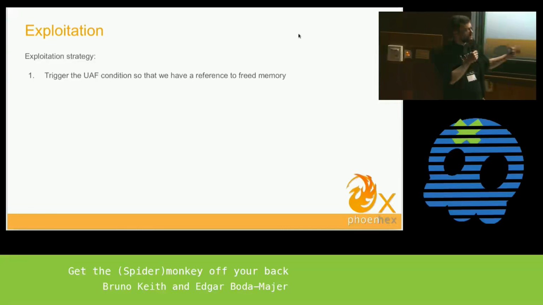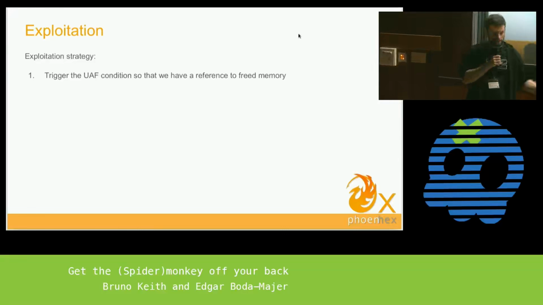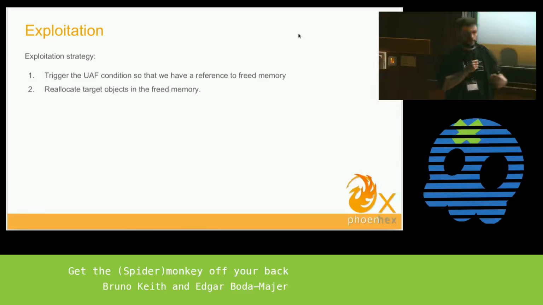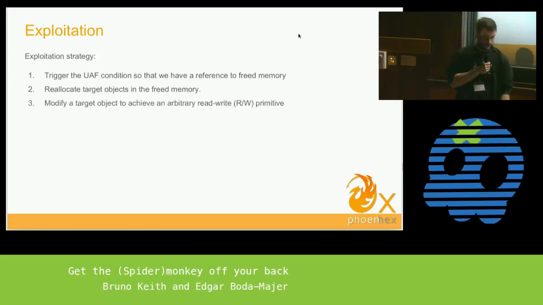As we said, we'll call add reference 2 to the power 32 times, and then call drop reference to make sure the memory is freed while we still have a reference to it. Then, with pretty much any use after free situation, we'll reallocate good target objects, and we'll see in a while what a good target object is in that scenario, so that the freed memory is reused and then we can modify these objects. Then we'll see from step 2 how we can achieve an arbitrary read-write primitive, so that we can read and write from wherever we want in memory.